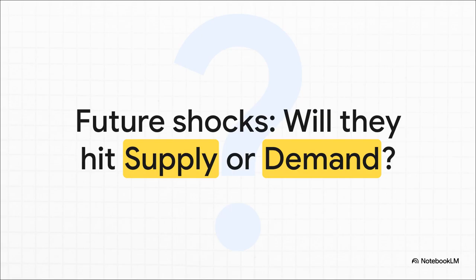As we look ahead with all the changes coming, from climate change to new technologies to shifting global politics, what's going to be the main source of turbulence? Will it be shocks to our ability to produce things, shocks to supply? Or will it be shocks to our desire to buy things, shocks to demand? Because understanding the difference is the first, most critical step to navigating whatever comes next.